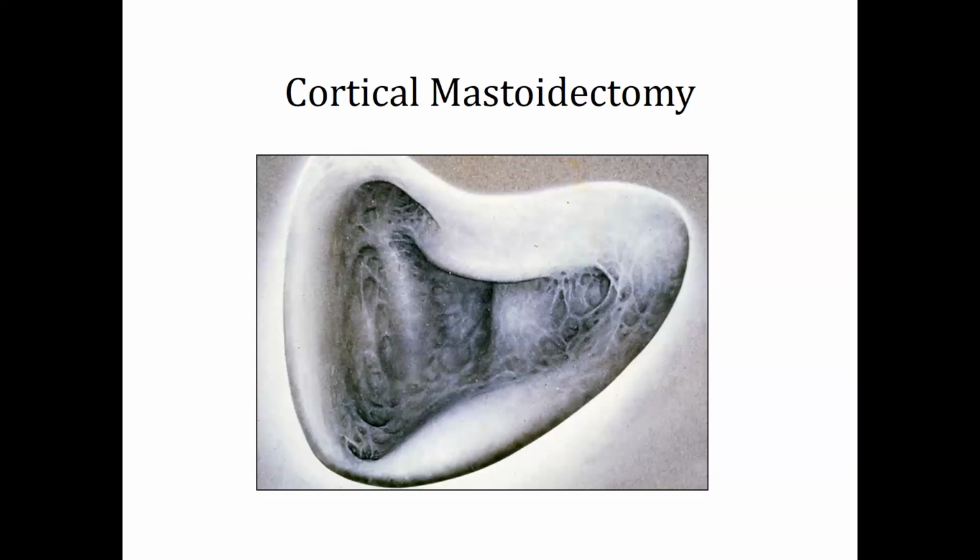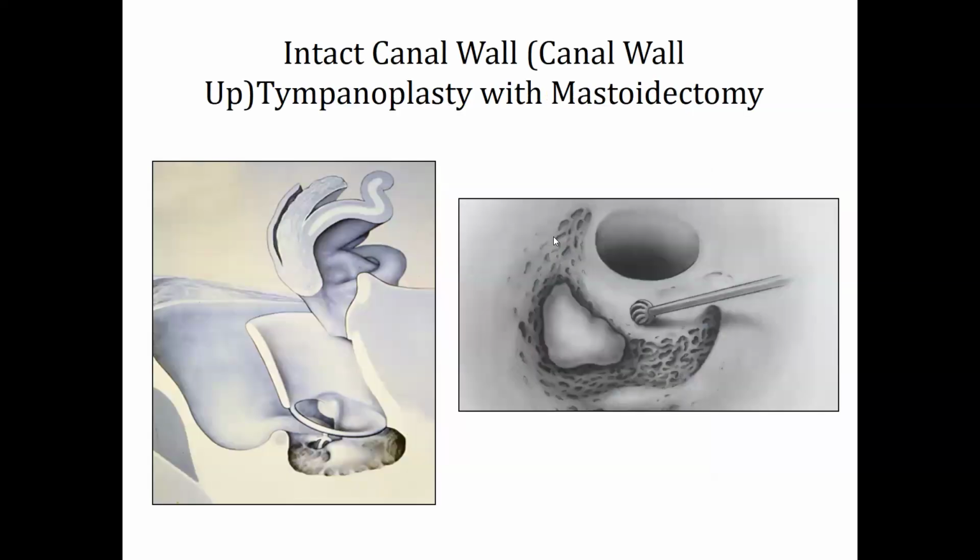So that's important. But again, with endoscopes now and better visualization, I think we see less and less of that. So obviously the importance of an intact canal wall is visualization, right? So you have to thin the canal.